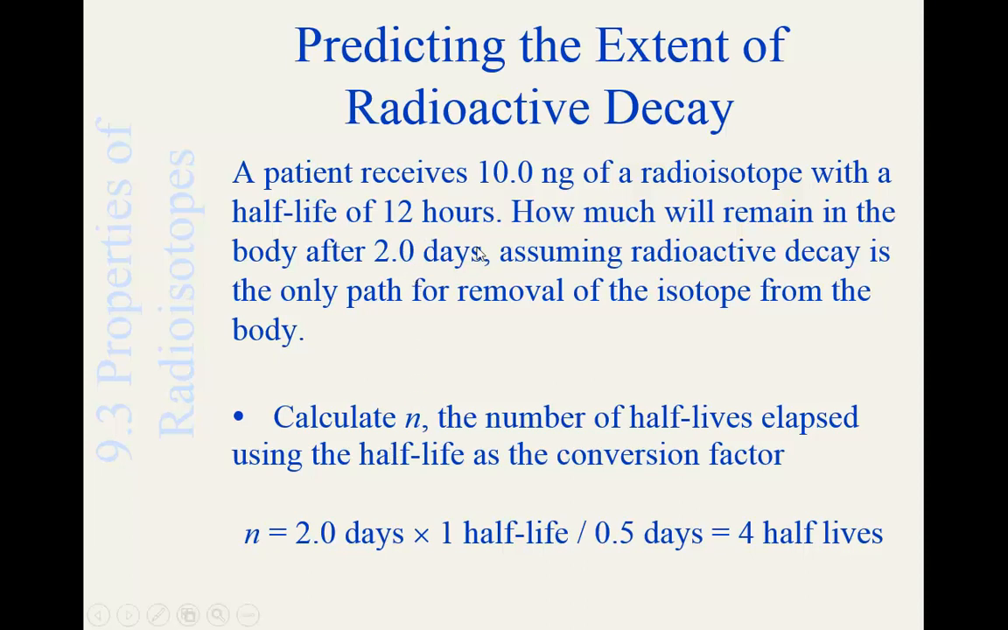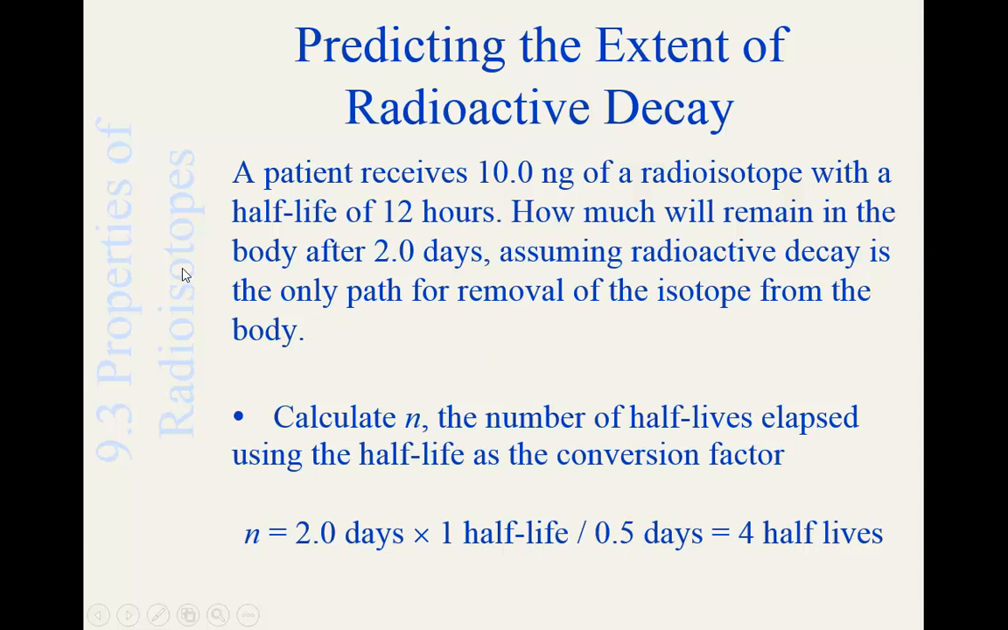So here we know it's 10 nanograms, with a half-life of 12 hours, and 12 hours is half a day. If we take 2 days and divide it by half a day, that tells us how many half-lives we have. So 2 divided by 0.5 is 4 half-lives, all right? So 4 half-lives. We start with 10.